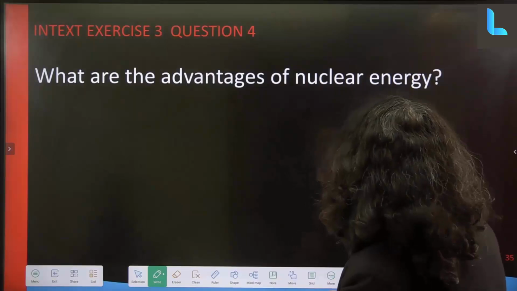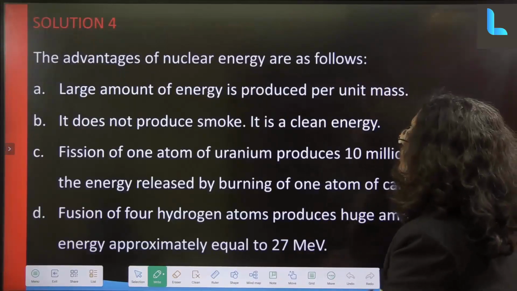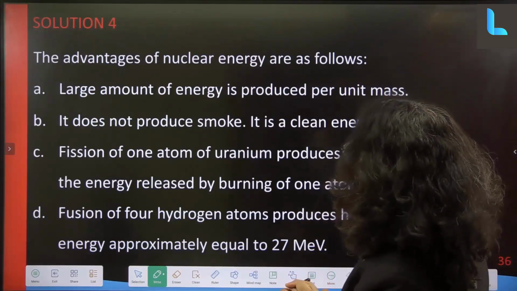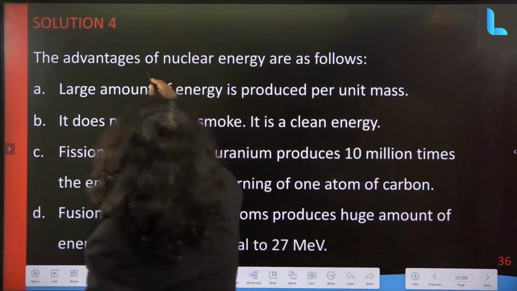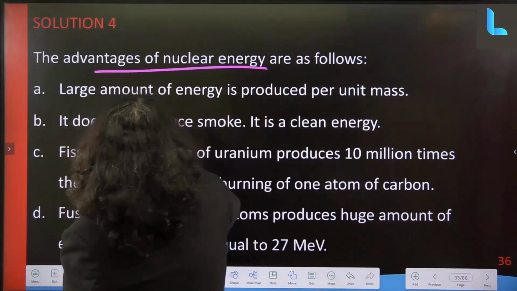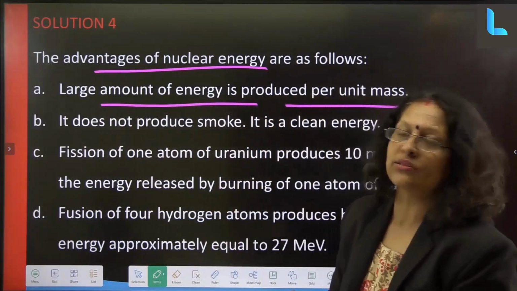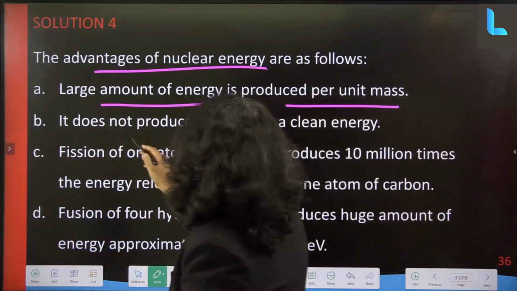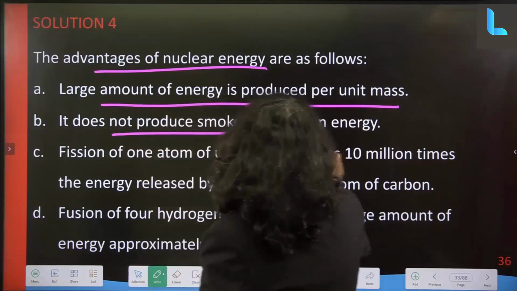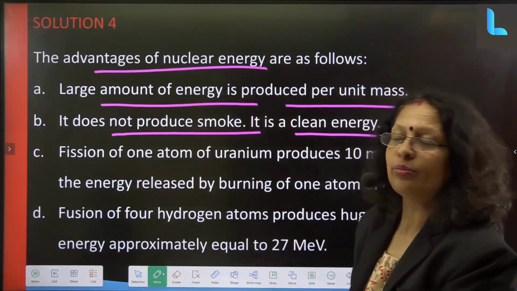What are the advantages of nuclear energy? There are many advantages of nuclear energy. A large amount of energy is produced per unit mass. Secondly, it does not produce any smoke, so it is a clean energy with no side products.